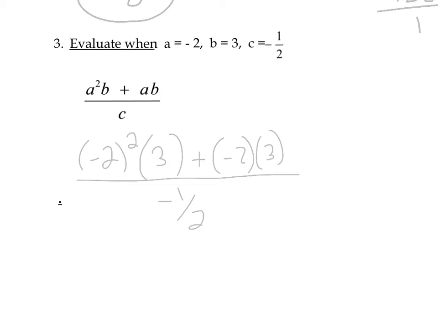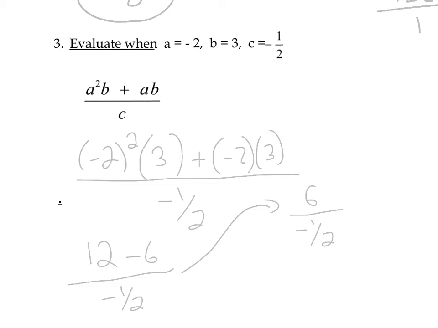Now your numerator, first exponents: negative 2 to the second is 4, and 4 times 3 is 12. I'm skipping one step, so make sure you understand how I got 12. Plus negative 2 times 3, which is negative 6. So this will be minus 6, and then everything divided by negative 1/2. I will continue over here to finish the problem. 12 minus 6 is equal to 6, and divided by negative 1/2.